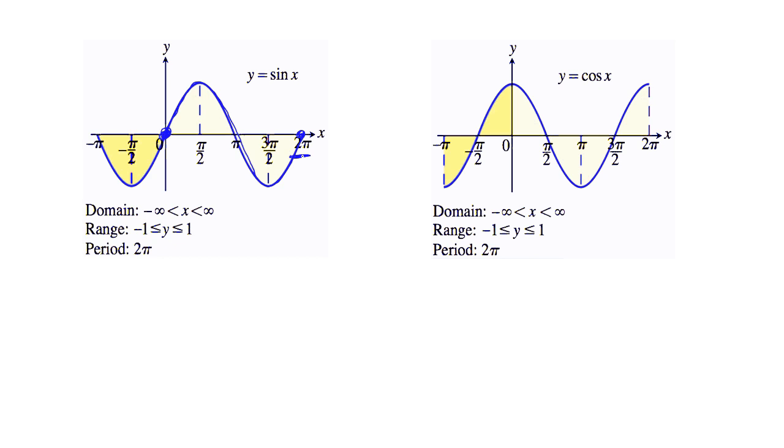On the right hand side we have y equals cosine x. Domain again is all real numbers. Range again is from negative 1 to 1 inclusive, and the period is 2 pi.